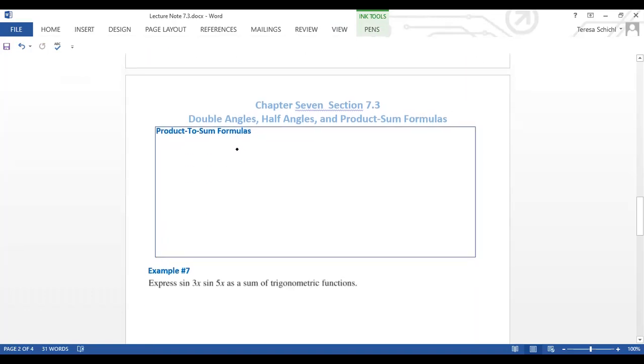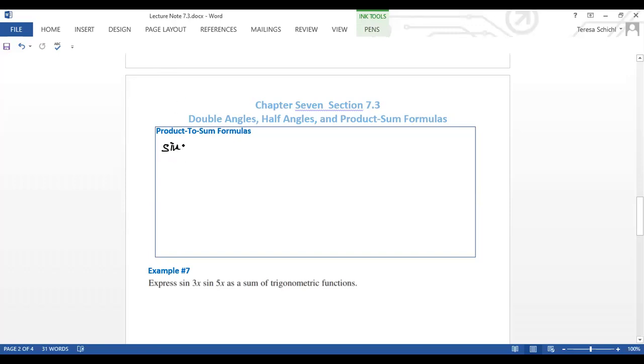Now the next thing, we are going to talk about the product to sum formulas. You can prove these by using the sine of u plus v formulas. In order to use them, we don't need to know how to prove them. If you want to know how to prove it, it's not too difficult to do. So here are the product to sum formulas.